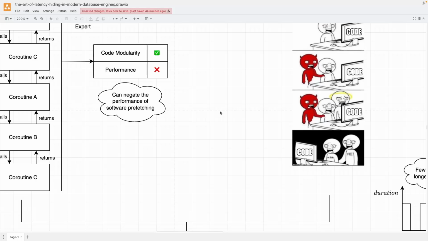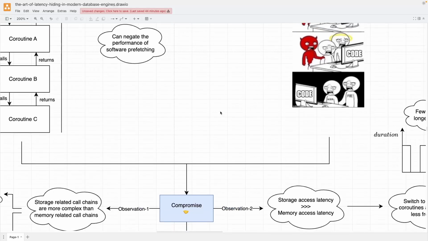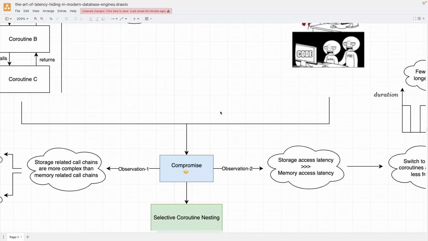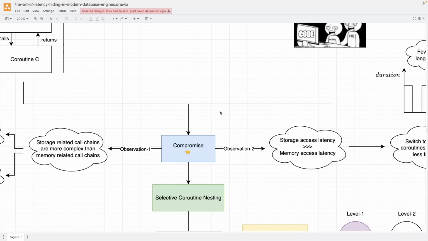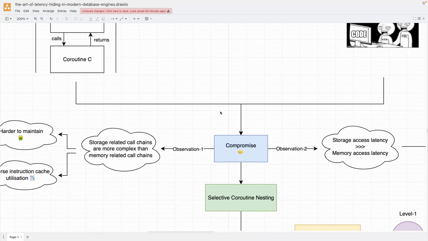All right. So I think on this section, we are good in terms of what are the problems with how you lay out your coroutines. So what is the compromise? So the compromise that the authors have noted in the paper, which again comes across as quite novel, is that when you look at storage accesses, right, when you look at actual code that has to access your storage, in our case the SSDs to get the data, that code path is much more complex than the code path which has to access your main memory.